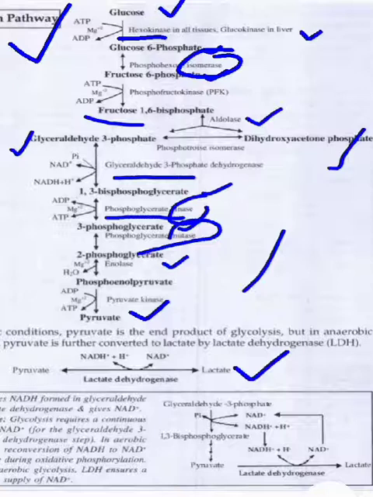Enolase is the enzyme that gives phosphoenolpyruvate. Enolase means removal of a water molecule from the compound. This phosphoenolpyruvate gives pyruvate in the presence of pyruvate kinase enzyme.